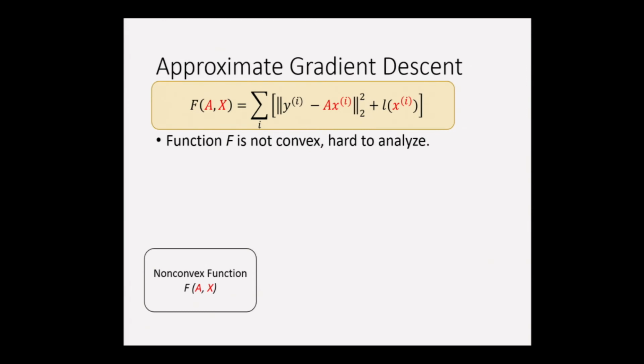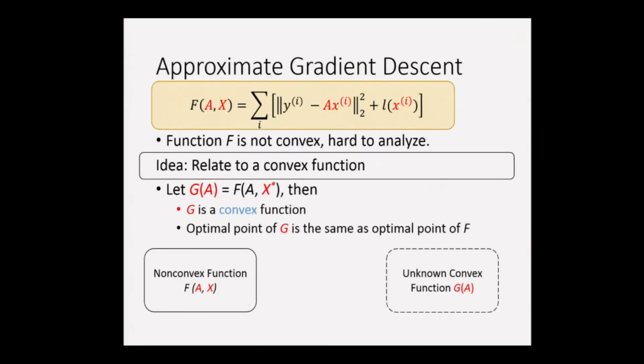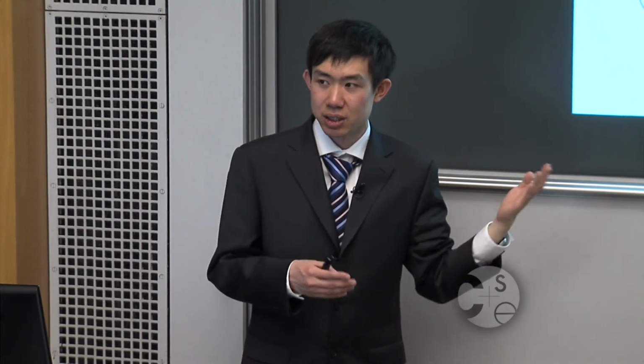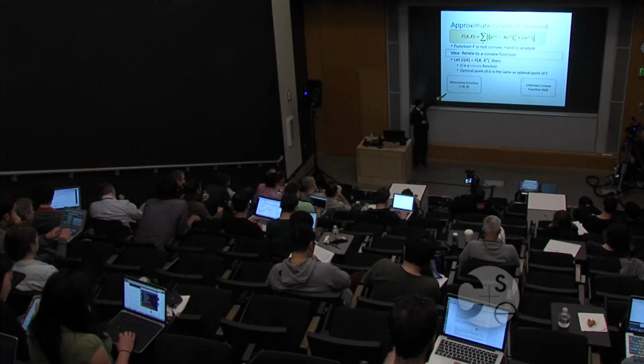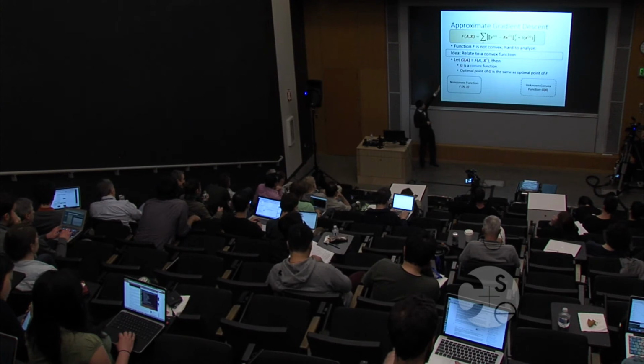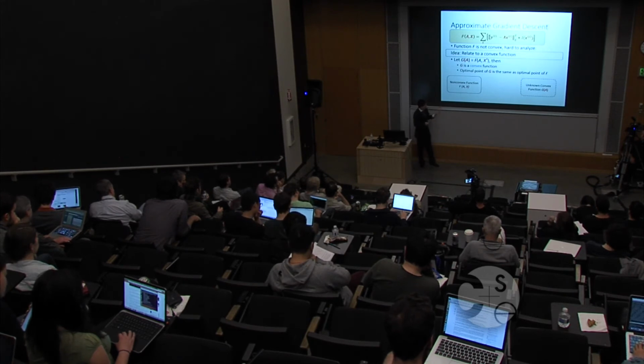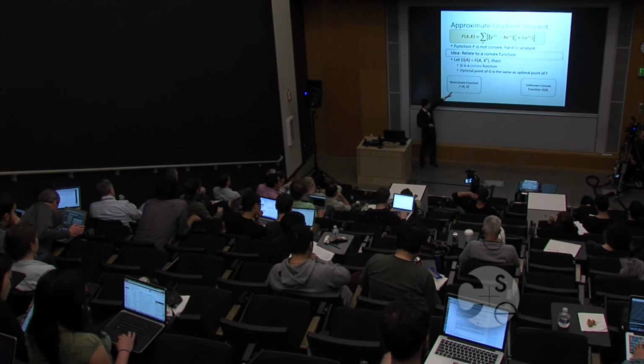So how do we try to analyze this non-convex function? A natural idea is maybe we can relate this non-convex function to a convex function. And there's actually a natural candidate. We can let g of A be the function f of A and x star. Here x star is the optimal sparse code, the sparse code that we used to generate the samples. So if we fix the optimal sparse code x star, then as you can see, this function g just becomes a quadratic function on the dictionary matrix A. So it is a convex function, and it's also easy to see the optimal point of g is the same as the optimal point of f.